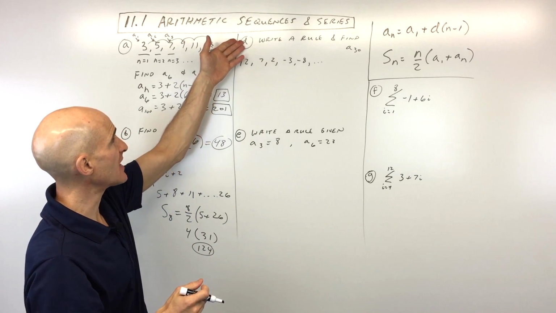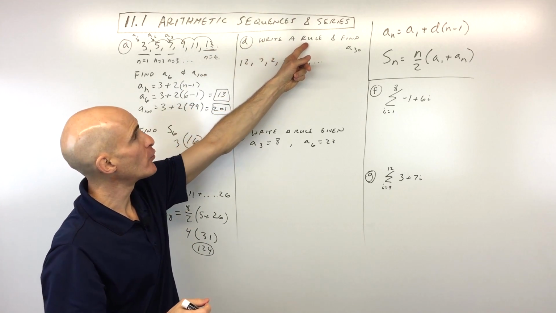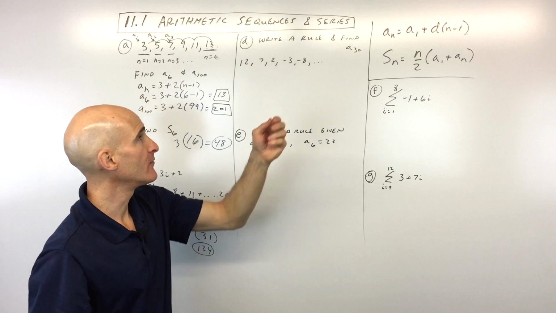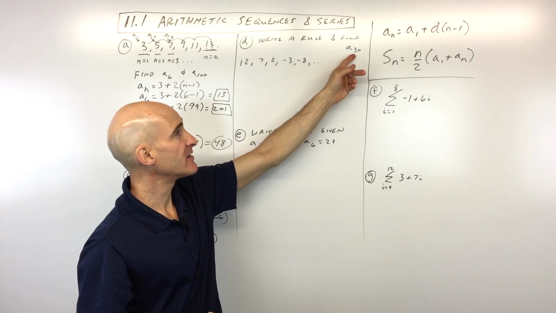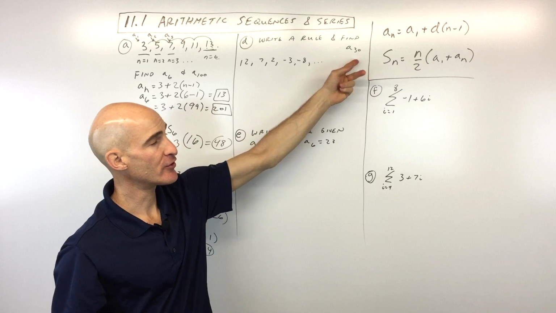Okay, let's go to example D here now. It says write a rule, which basically just means a formula, for this sequence here and find the 30th term, the value of the 30th term.